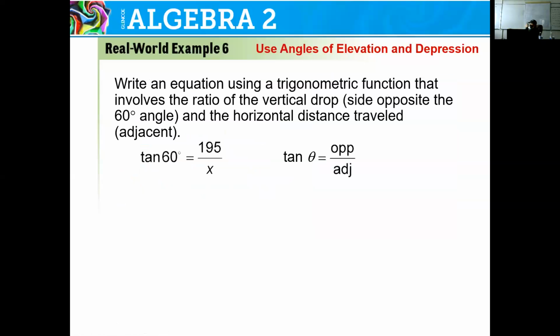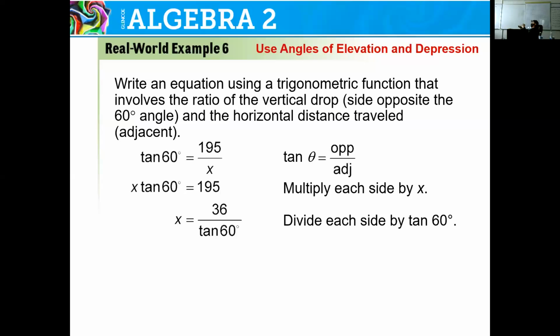Tangent of 60 degrees is equal to 195 over x. And then we'll multiply by x on both sides to get it out of the denominator, right? So that we can finally isolate it. Now we're going to divide by the tangent of 60 degrees. So 195 divided by the tangent of 60 degrees. Once we plug that in, we get 112.6. So that's just how many horizontal feet it's moved.